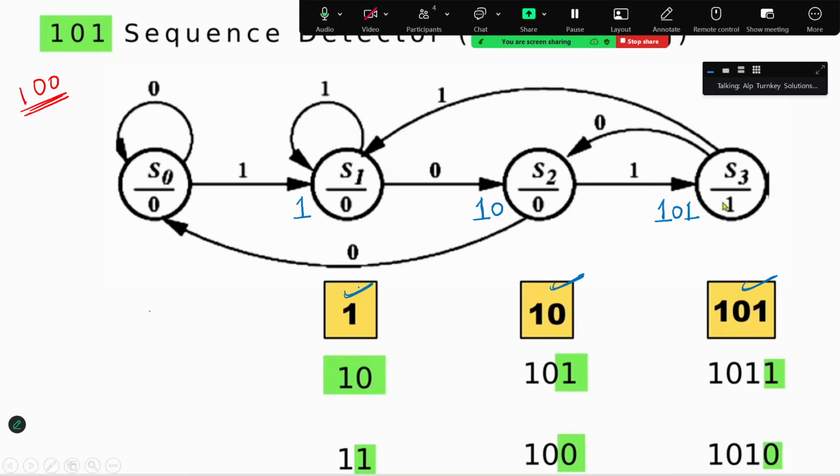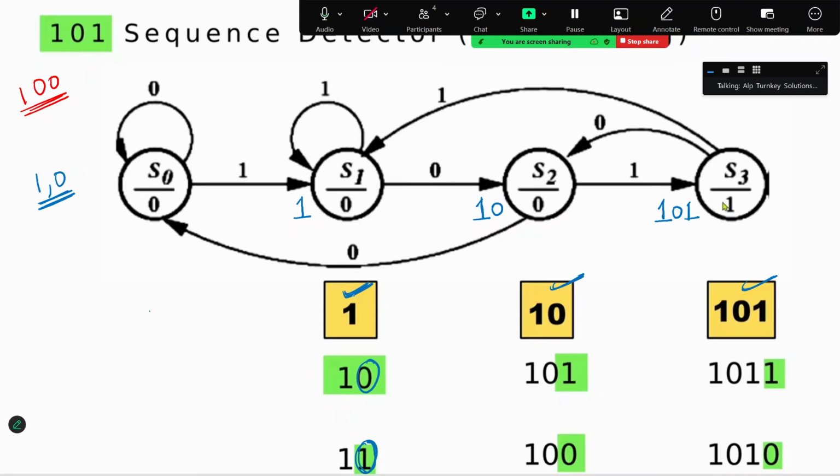For the overlapping sequence, if the sequence is detected, it will go to the next step, no? So I need to check two cases from each and every state, either 1 or 0. After I get the 1 sequence, I may get 0 or I may get 1. Suppose I get 0, it will go to the next state. But if it is 1, it will check for this sequence.